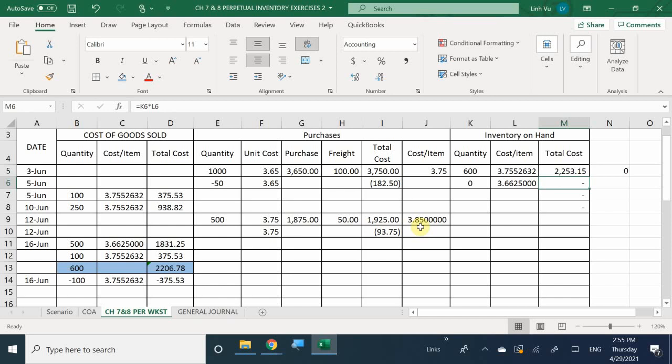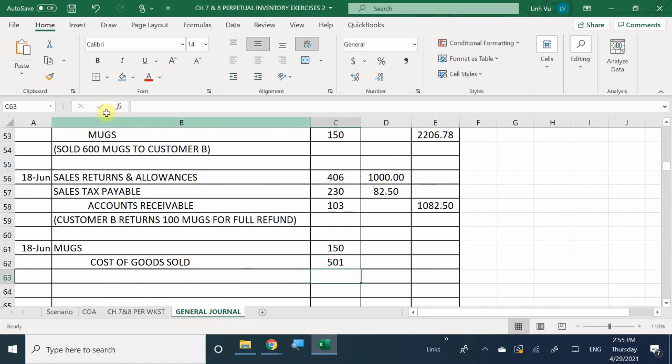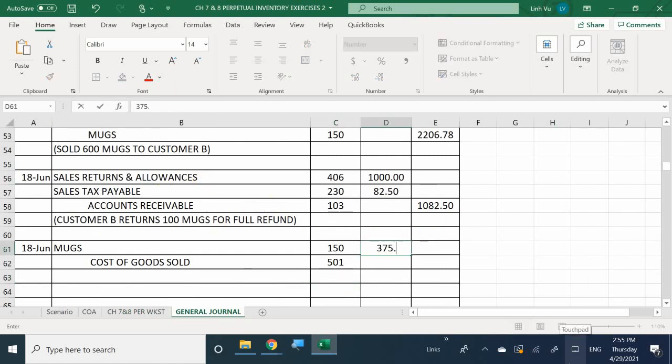So we added back the 100 items, and we added up our total cost once again to bring us a grand total of $22,531.5. Okay. So therefore, we solved for what our total amount is that we're going to be refunding customer B, which is $375.53. So therefore, let's plug in that number here, 375.53.